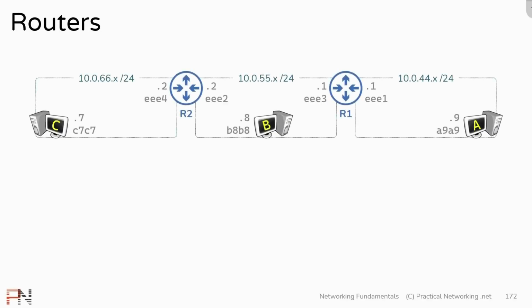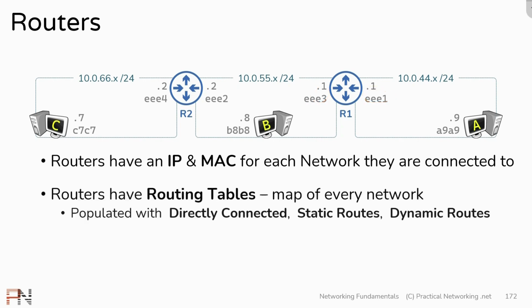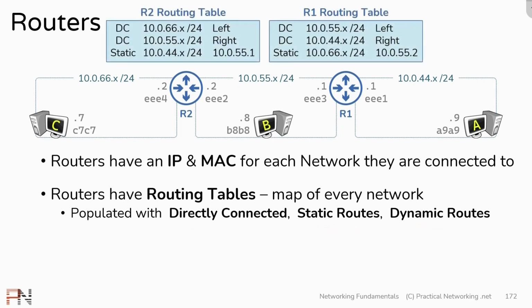In part 1 of this lesson, we used this topology to illustrate that routers have an IP address and a MAC address in each network that they are connected to. We also learned that routers maintain routing tables, which is a map of every network that each router knows about, and that routes in that routing table can be populated in one of these three ways. We showed you all this by showing you Router 1 and Router 2's routing tables, and showed you how each router populates its routing table using one of these three methods.